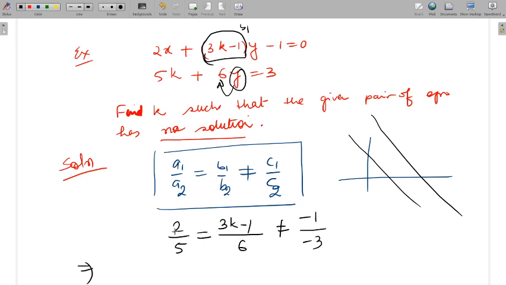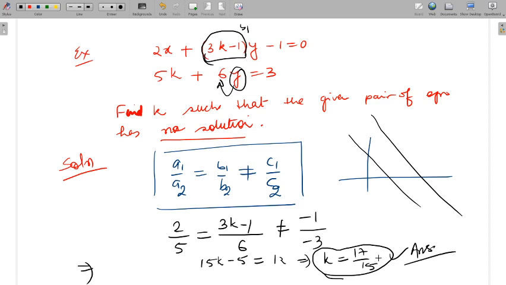Cross multiply them. You get what? 6 2 are 12. And here is what? 5 3 are 15. 15k minus 5 is equal to 6 twos, 12. So the value of k is what? So k becomes 17 upon 15, right? And this is your answer.